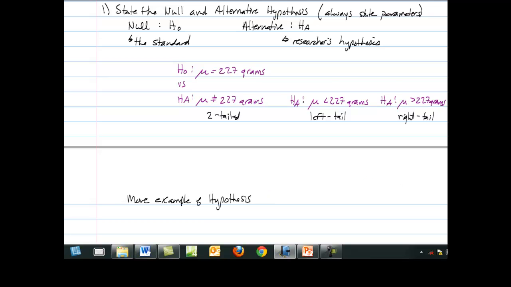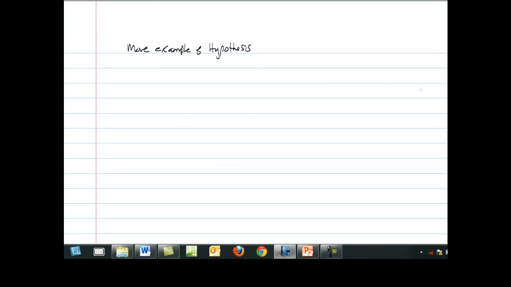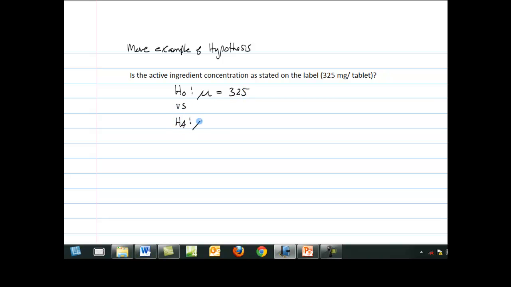And usually you can tell from the context of a problem whether you should be using a right tail or a left tail test. So for our first example we have, is the active ingredient concentration as stated on the label, 325 milligrams per tablet. Now it doesn't say anything about less than or greater than, so basically the null says the concentration is as stated on the label, equal to 325, versus the alternative hypothesis. It doesn't say less than or greater than, so we're just checking to see if it is as stated. So this is an example of a two-tail test. Let's go ahead and look at another example and see if we can set up H0 and HA properly.